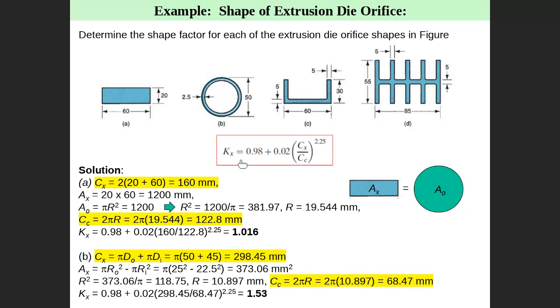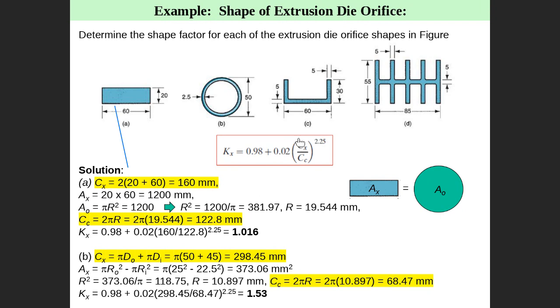Kx equals what, guys? Kx equals 0.98 plus 0.02 Cx divided by Cc power 2.25. Start first with this one. The first case is this guy, the extruded part. We need to obtain the shape factor kx. To do so we need to obtain Cc and Cx. If we obtain Cc and Cx, we can calculate kx.